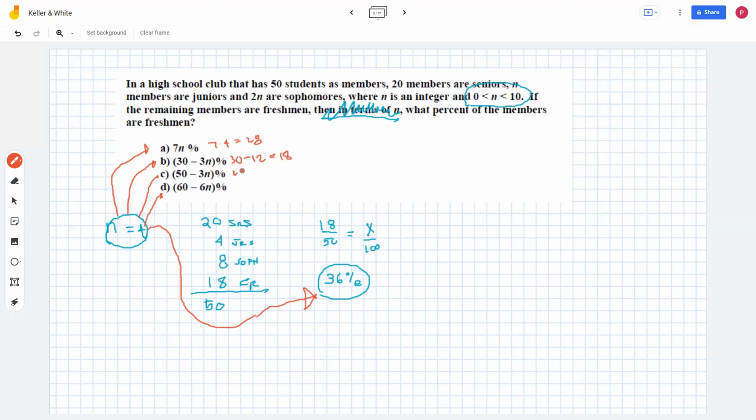Hey, how about this one? 50 minus 12. Oh, that's 38. Oh, that's close, but still not 36. And then when you do 60 minus 6 times 4 is 24. Aha, there's your winner. That's the answer. These 3 are clearly wrong, and we're done. The answer is D.